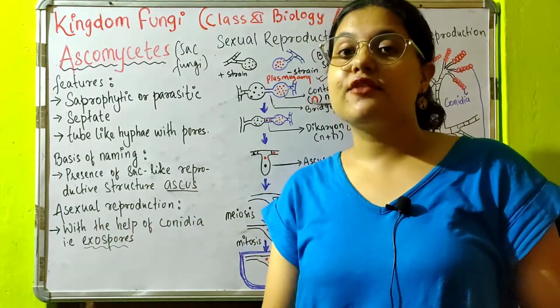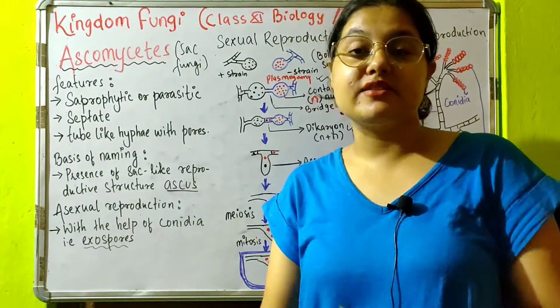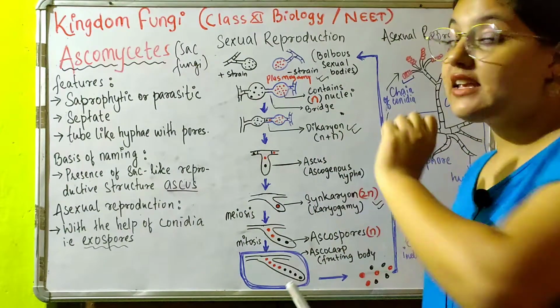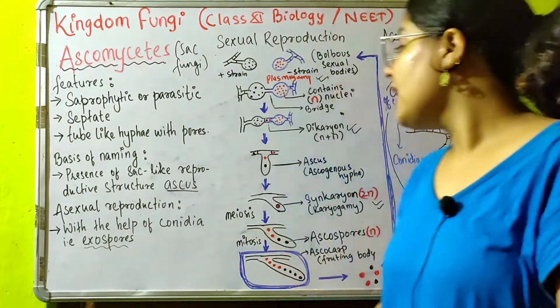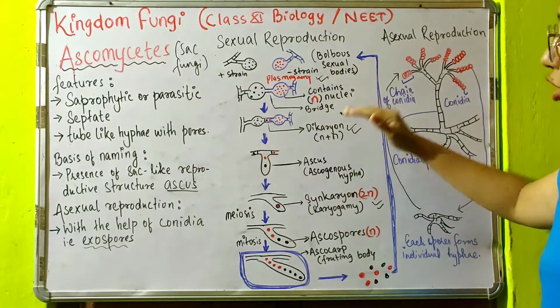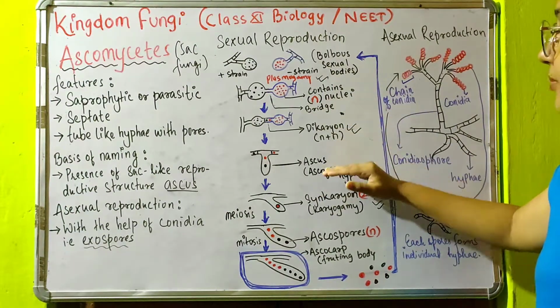Whenever we study cell division, what happens is there is first cytokinesis, and then that is followed by karyokinesis. There is no stage like dikaryon, but in them there is a stage known as dikaryon. All right, and you see here, after the formation of dikaryon there is a formation of ascus.